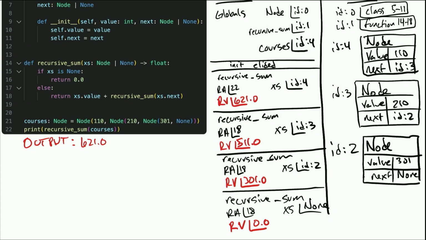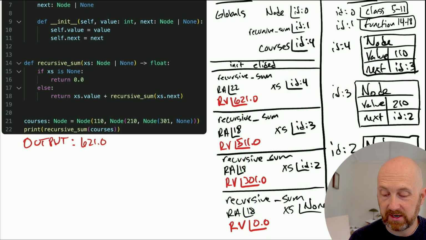Well, it's as if we start by taking this first node and conceptually saying, okay, it's 110 plus the sum of what comes after me. Well, that's 210 plus the sum of what comes after me. Well, that's 301 plus the sum of what comes after me. Well, that's 0. And then we got to work our way back up, right? And so notice we are working our way down, and then the sums work their way back up, right? And that's because of how we implemented this recursive process.